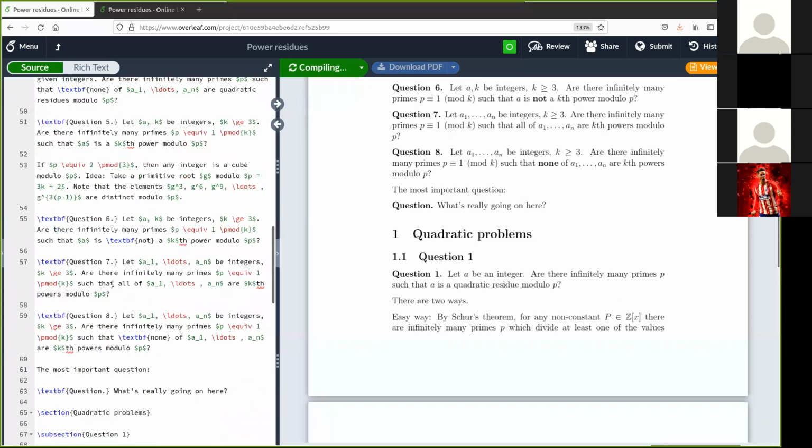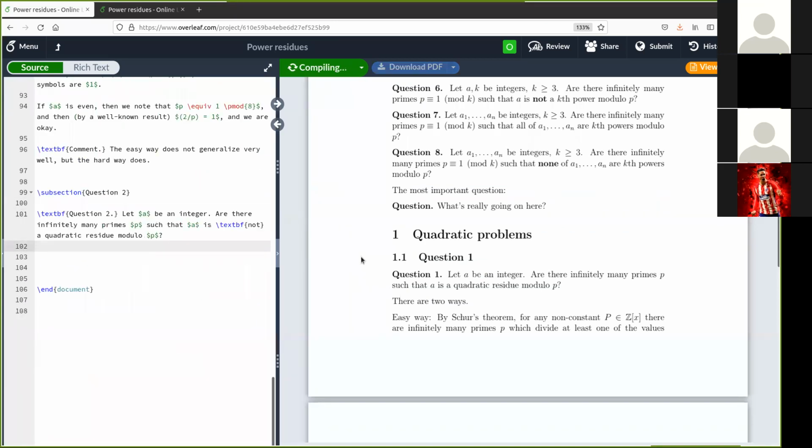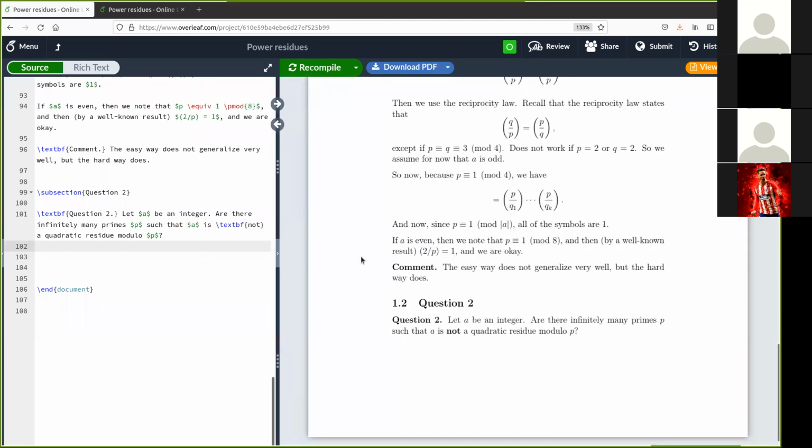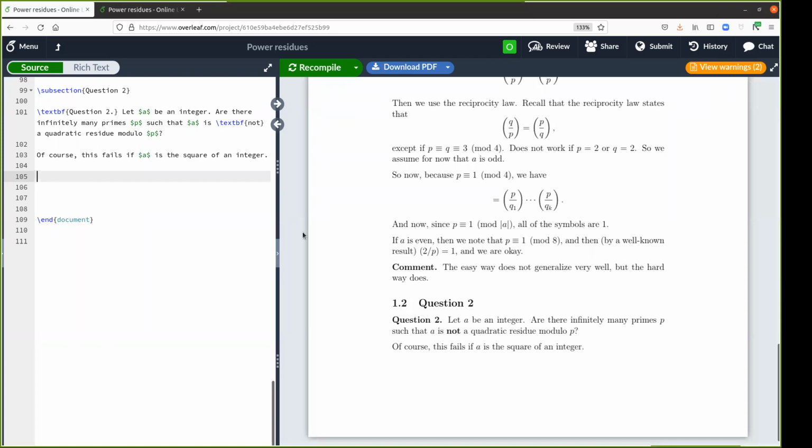Question 2. So now we want to prove that for infinitely many primes P, A is not a quadratic residue modulo P. But of course this fails if A is a square of some integer. But now the question is, is this the only case? And the answer is yes.